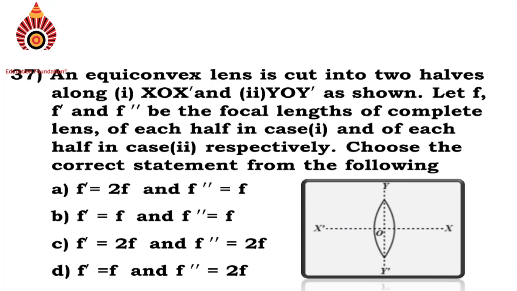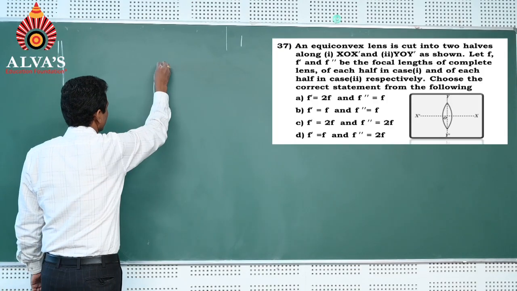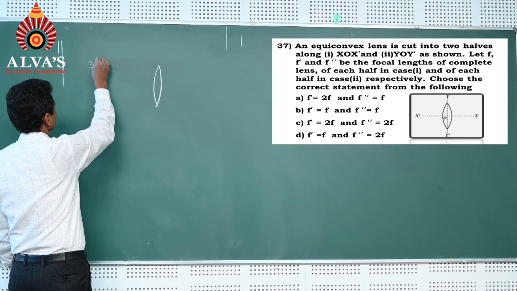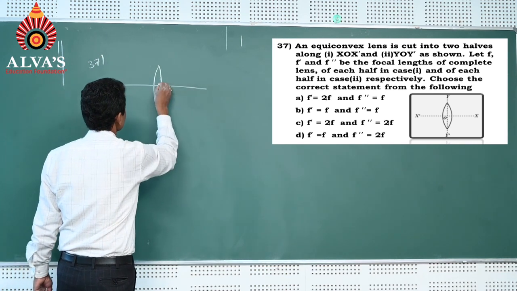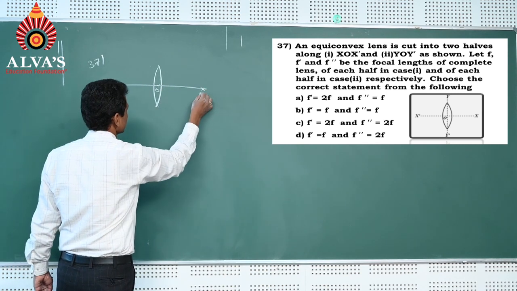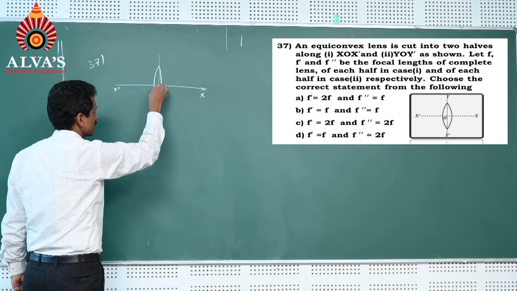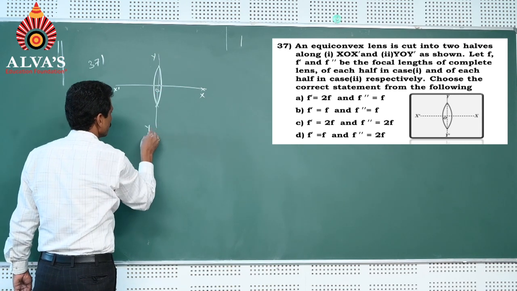Question number 37. An equiconvex lens is cut into two halves along XOX dash and second along YOY dash as shown. Let F, F dash and F double dash be the focal lengths of the complete lens, each half in case 1 and each half in case 2 respectively. Choose the correct statement from the following. Say this is a lens given like this. This is XOX dash. This is YOY dash.